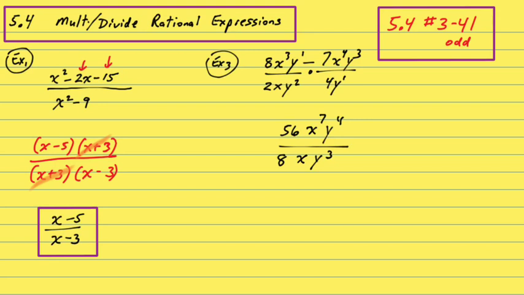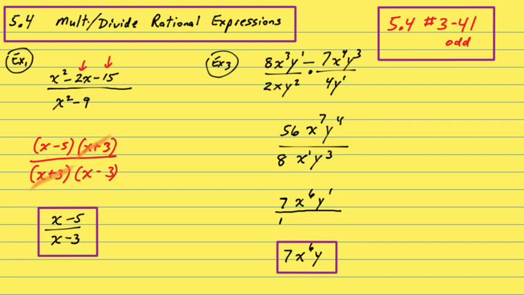56 divided by 8. Well, 7 times 8 I think is 56, right? So does that go to 7 on top? How many more x's are on top? Well, I see 6 more on top. How many more y's are on top? 1. So hopefully it's 7x to the 6th y divided by 1, but you don't have to put that.